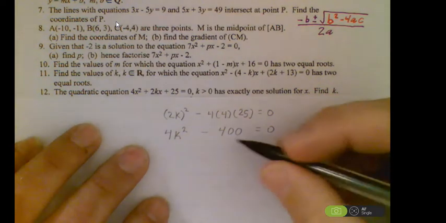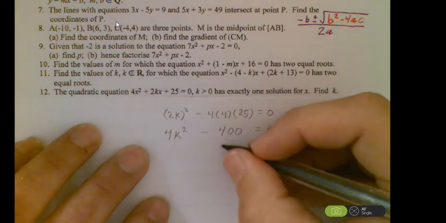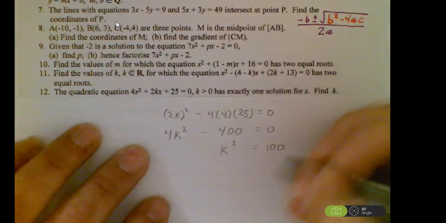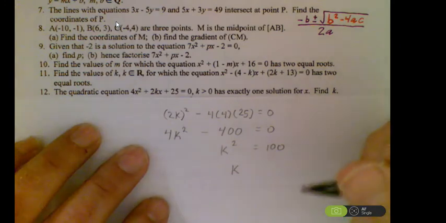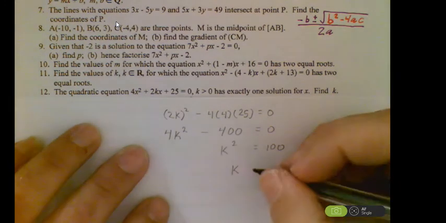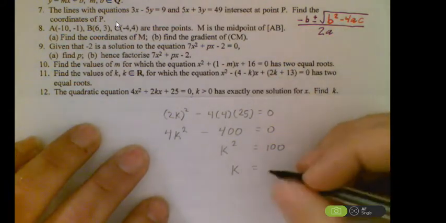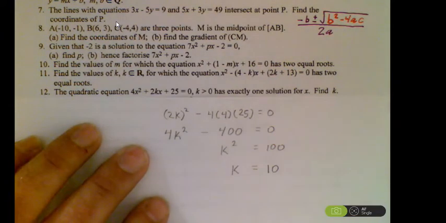So as we continue to solve, add the 400, divide by 4, we got k squared is equal to 100, and if I square root both sides, typically we would say it's positive and negative 10, but this one specifically tells us that k has to be positive, so we would only use the positive 10 as our solution.